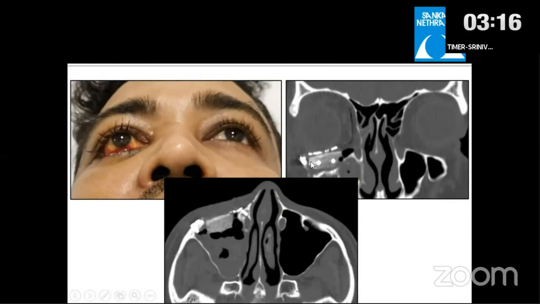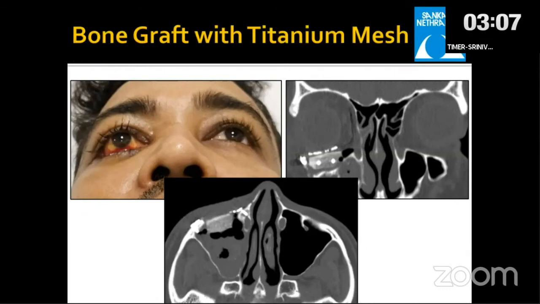This is a bone graft which has been fixed with screws, and over that we have put a titanium implant, and the volume has nicely been restored. So as I told, you can combine implants also in some of the cases. So it's a bone graft with titanium mesh.